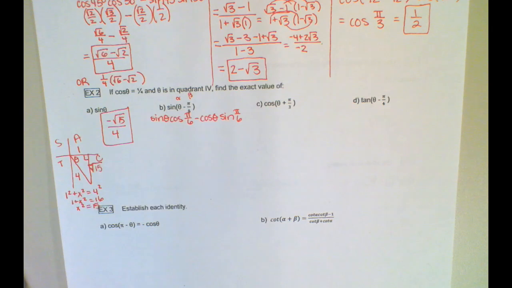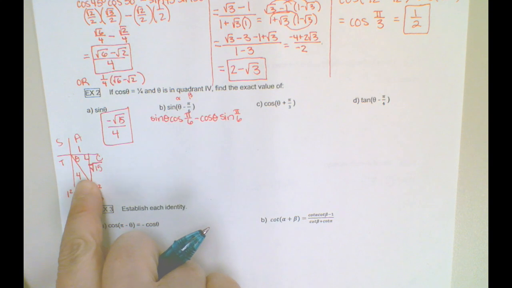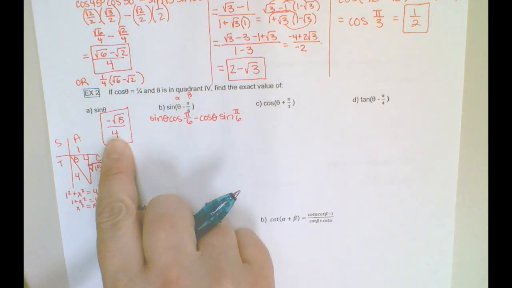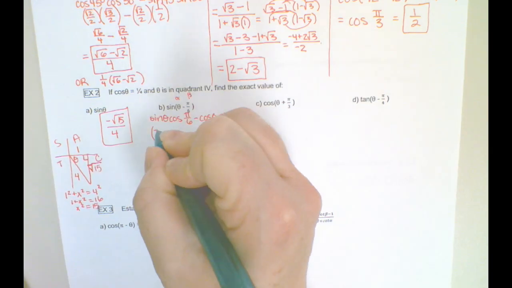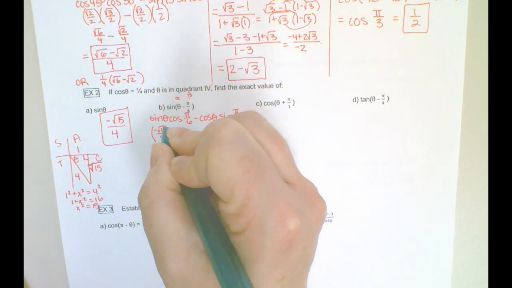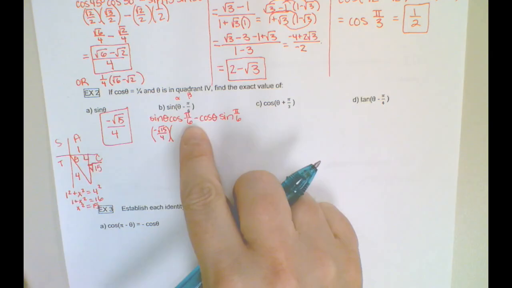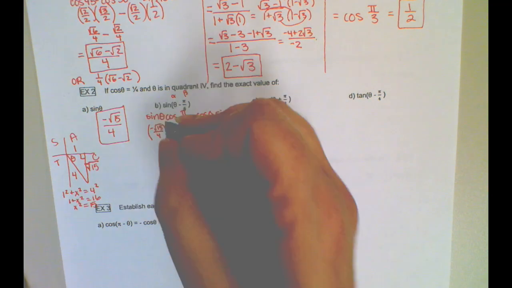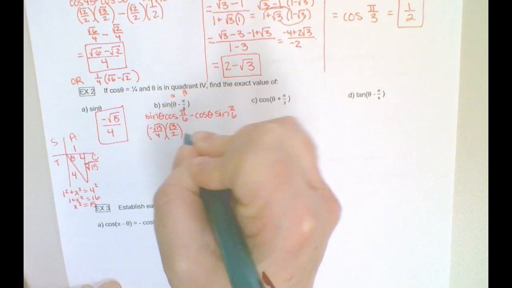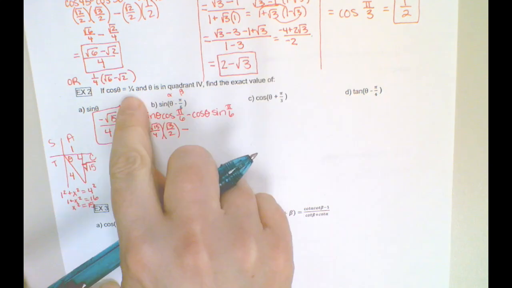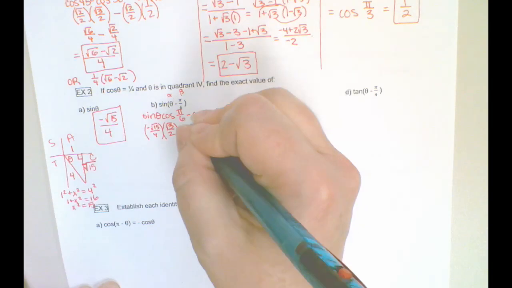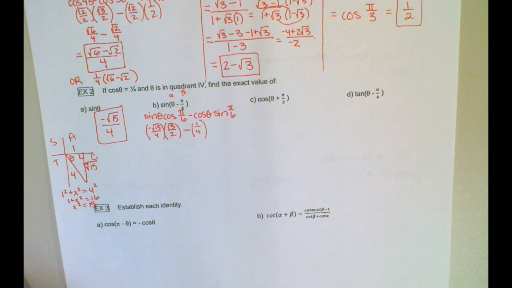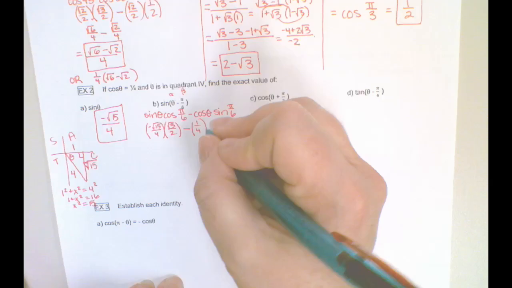Now, for the theta, I'm going back to this triangle every time. So sine of theta, I already just wrote, but that value is negative radical 15 over 4. Cosine of pi over 6, that's a unit circle value. So here's pi over 6, here's my cosine value. So radical 3 over 2 goes in there. Minus cosine theta, that was in our given, or you can look at the triangle. So 1/4. And then sine of pi over 6 is the y coordinate there, so that's going to be 1/2.